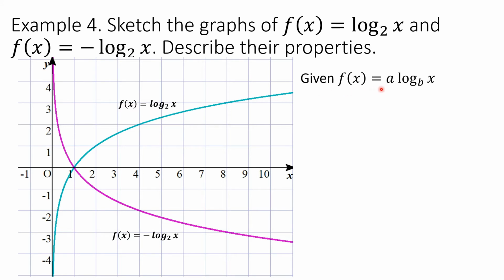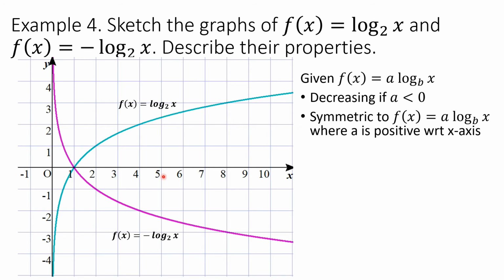Given f of x equals a times logarithm of x to the base b, the graph is decreasing if a is less than 0. A here is less than 0 because it's a negative number. So that explains why the purple curve is decreasing, because it will always be decreasing if a is less than 0. But if you still recall in example 3, we have learned that if a is greater than 0, meaning if it is positive, the graph is always increasing.